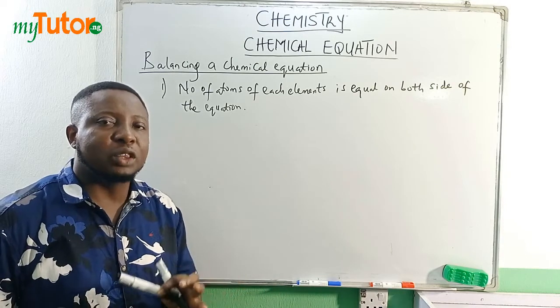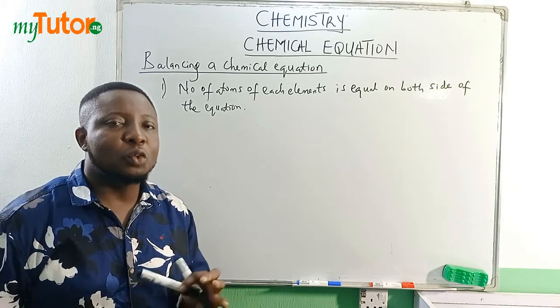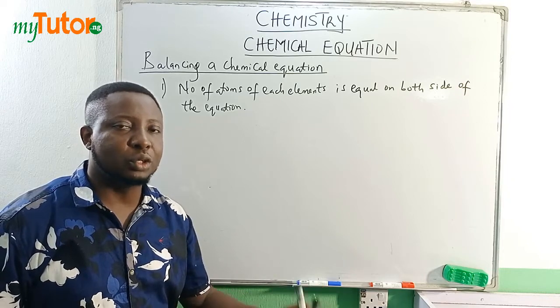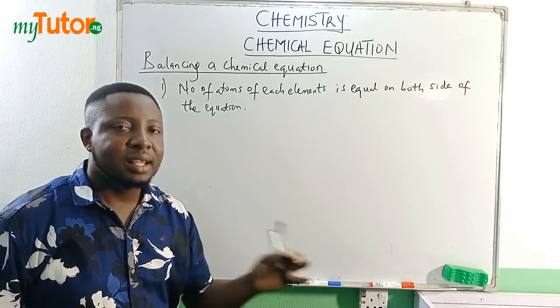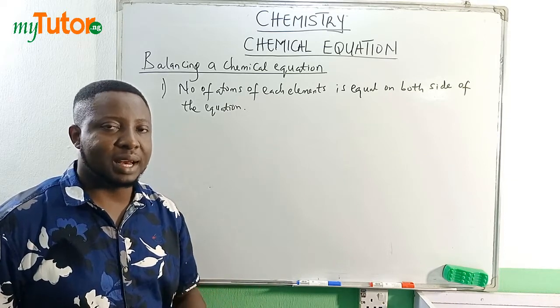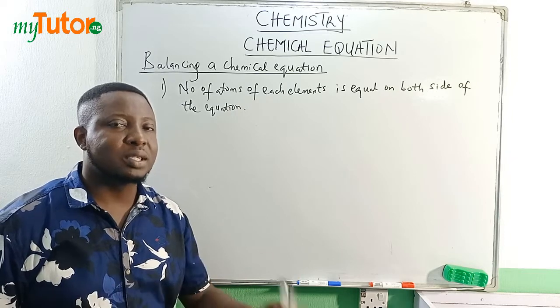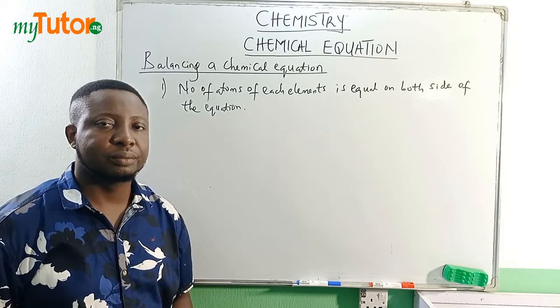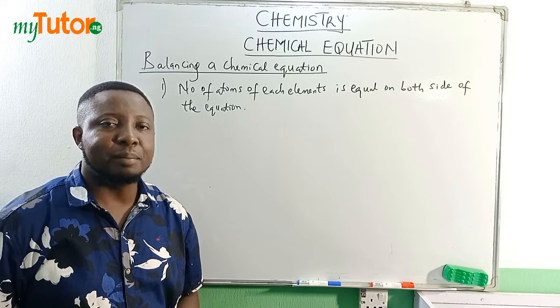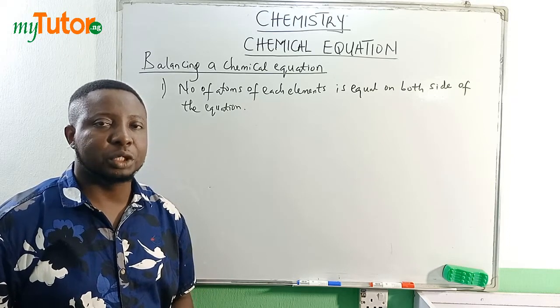If you have two atoms of hydrogen on the reactant side, then we must have two atoms of hydrogen on the product side. That is the only way the equation will be said to be balanced, when we have equal number of atoms on both sides of the equation. Let's see some examples on how to balance a chemical equation.